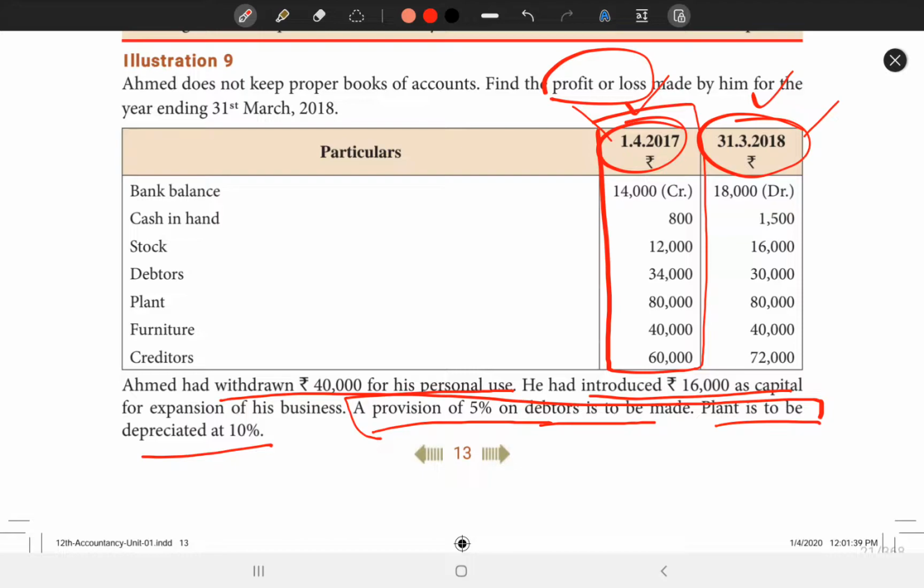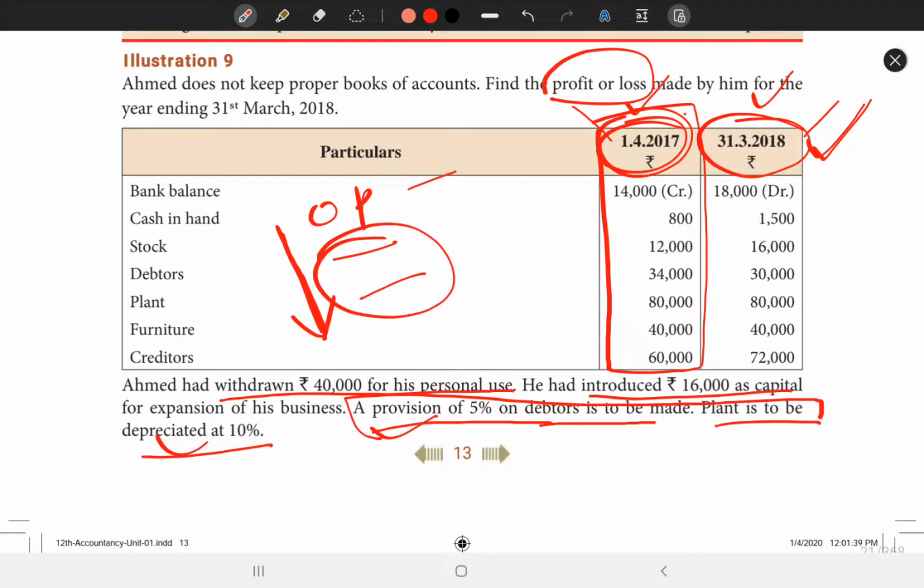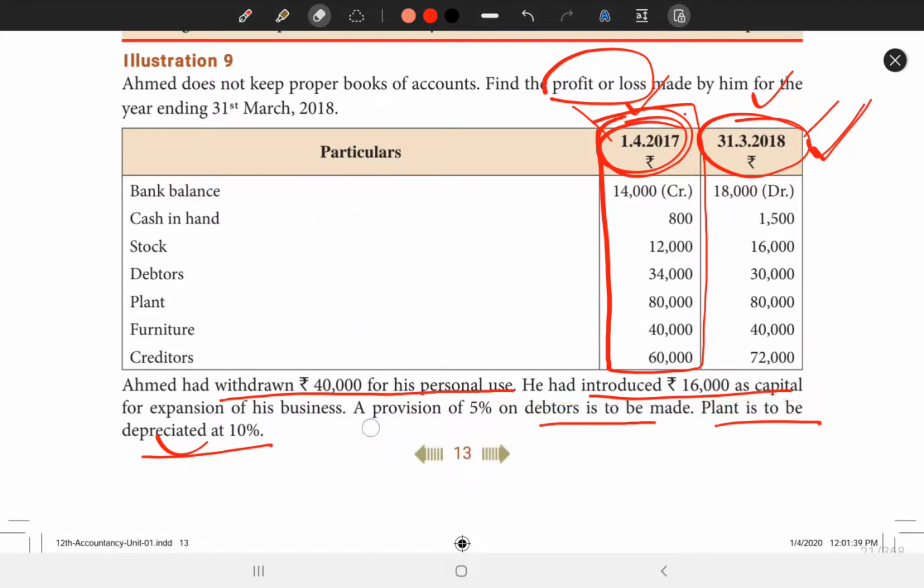Okay, these things will appear on the closing statement of affairs only. Why? Because after finding opening capital, which means we already have the opening capital, some operations happen. While these operations are happening, the provision on debtors and depreciation will be made. So these items, which happen after opening capital, will not affect opening capital. So while preparing the statement of affairs for calculation of opening capital, you don't have to put these things there. Okay, so it will be easy.